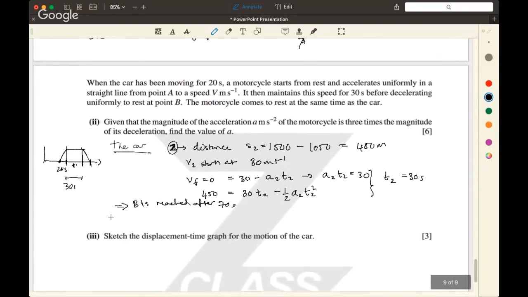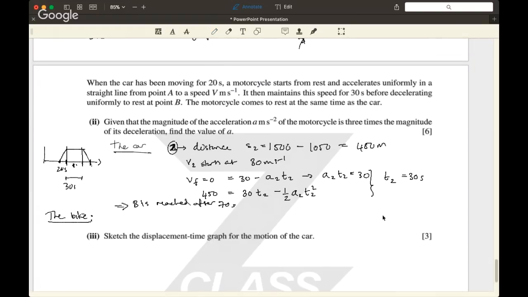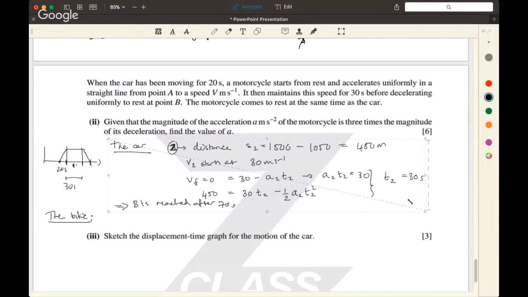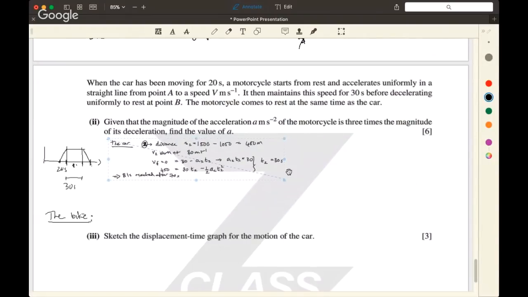Okay, so now for the motorcycle, they really haven't given me much space here, so I'm going to make this really small. This was all about finding the amount of time that it took for all this to happen.